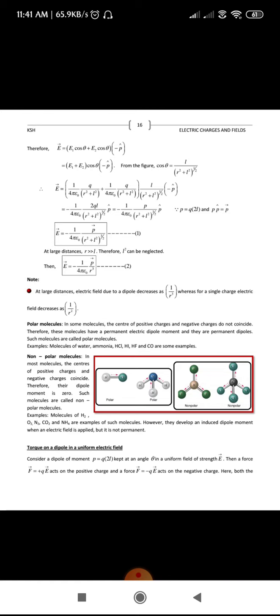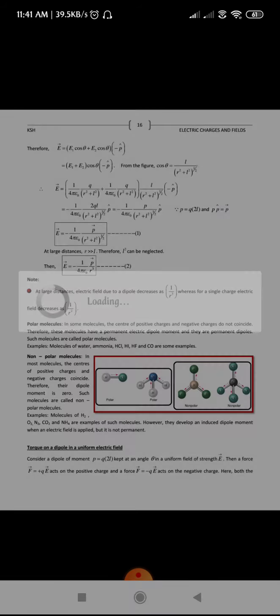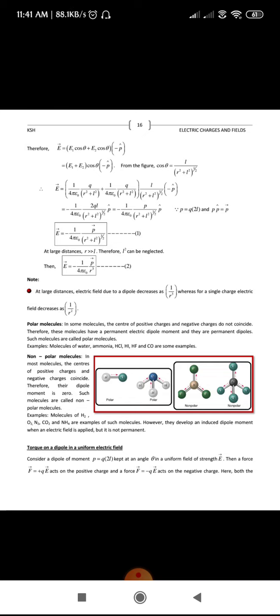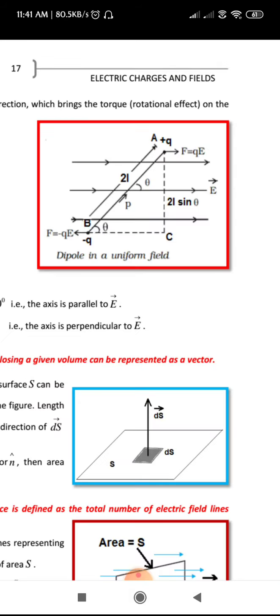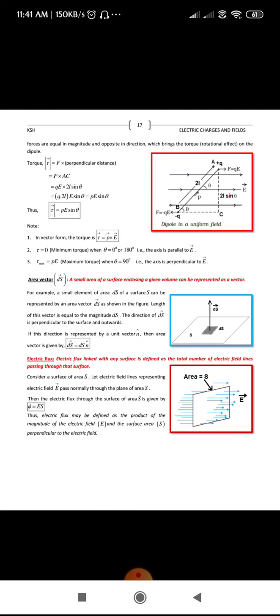Next, polar molecule, non-polar molecule, I think it will be for 1 mark. If they ask with an example, it will be for 3 marks, polar and non-polar molecules with an example. Next is torque on a dipole in a uniform electric field. This is a definite 3 mark question. Next, area vector, I think they are not going to ask about that. Electric flux, they are going to ask for 1 mark. Just go through that.